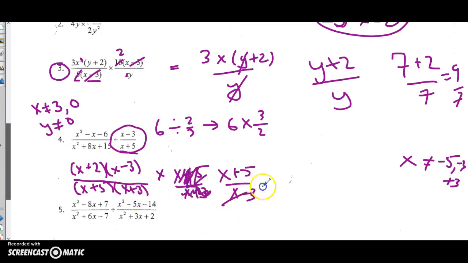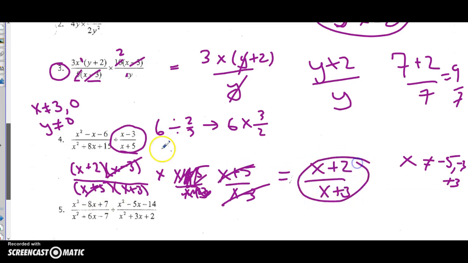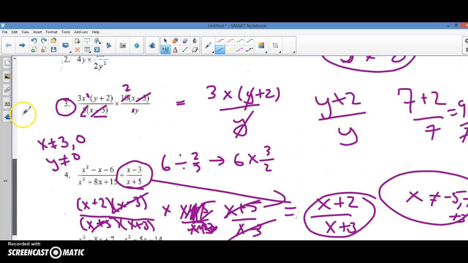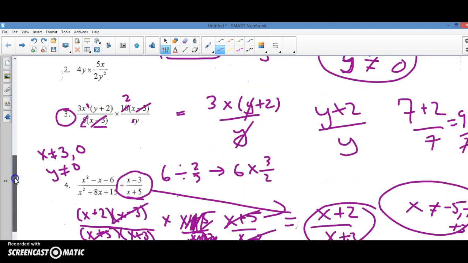So now when I cross out, there's an x minus 3, there's an x minus 3, they're gone. X plus 5, is there an x plus 5 on the bottom? Sure. Down here, I'm left with an x plus 2 on top and an x plus 3 on the bottom. And that's a simplified version of this entire thing. Okay, and there are my restrictions. Just keep track of your restrictions. So nothing really different as you move on.